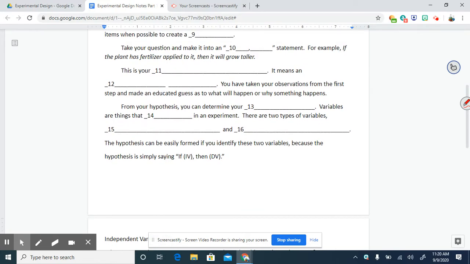All right, so you're going to take that question and you're going to turn it into an if-then statement. So, for example, if the plant has fertilizer applied to it, then it will grow taller. So, for our example with my student, if the weather is colder, then the ball will bounce higher. So you take that question of, does temperature affect the bouncy height? And then you turn it into an if-then statement. This is your hypothesis.